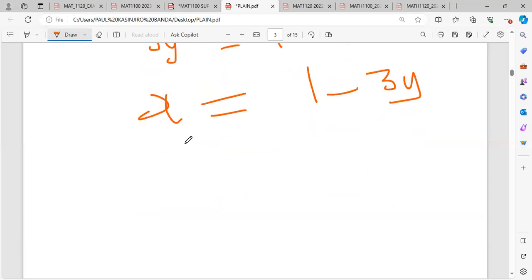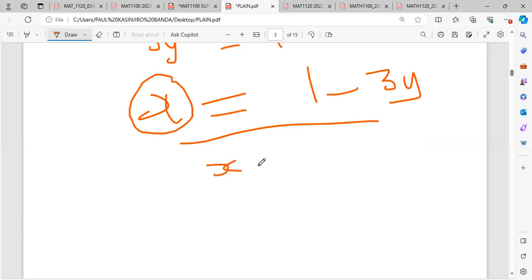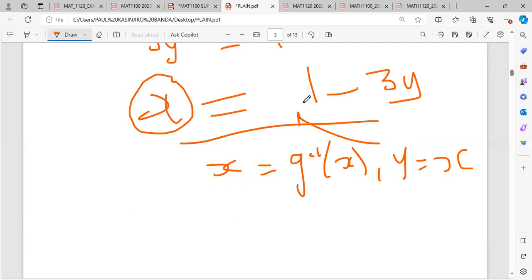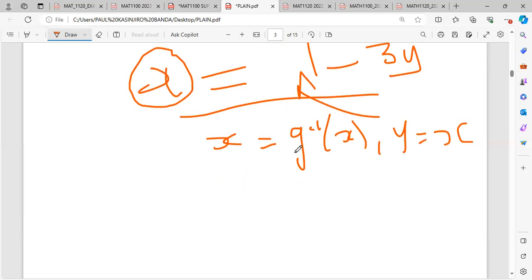Okay, so after this is the inverse, because we made x the subject of the formula there. So now we can say that your x is equal to g inverse of x, and then your y is equal to x. Then just replace this into this equation. Wherever there's x, you put g inverse of x, and wherever there's y, you put x.